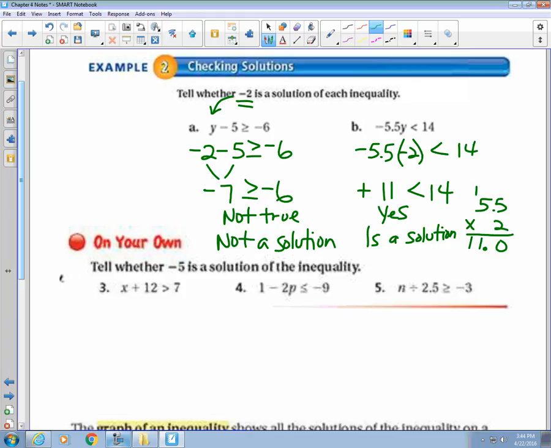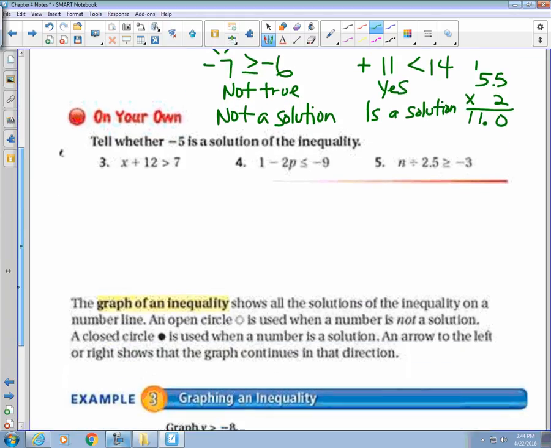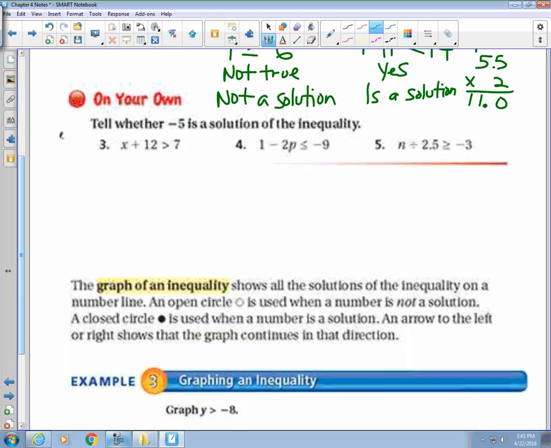So that means, yes, negative 2 is a solution for the inequality negative 5.5y is less than 14. All right, so there's 3 problems here that you can do on your own. So go ahead and pause the video, come back in a couple of minutes when you're done, and check your solutions.